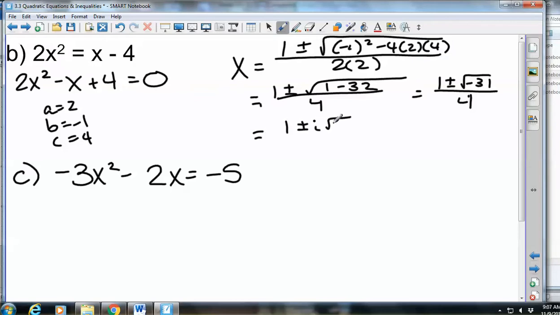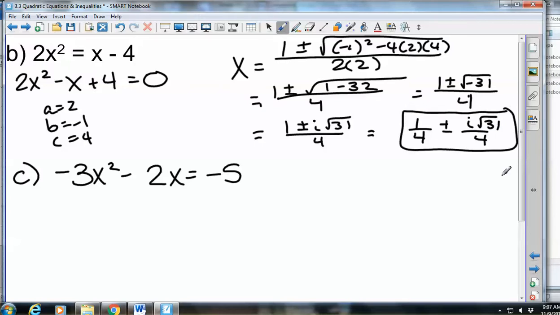Would it be okay to leave my answer like this? What do I want you to do? Write it in standard form, simplify. So just split them apart. If it's an imaginary, you need to go ahead and separate the two. It's not under the square root. It's the square root, that's just what it is. All right, any questions there?